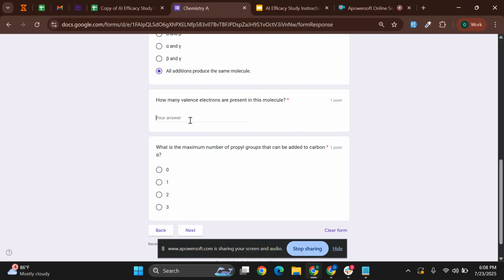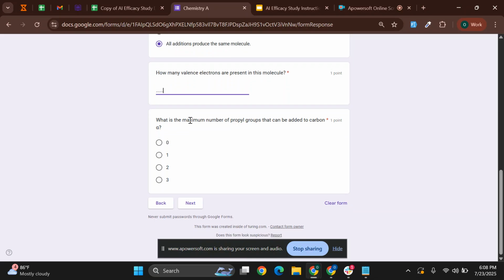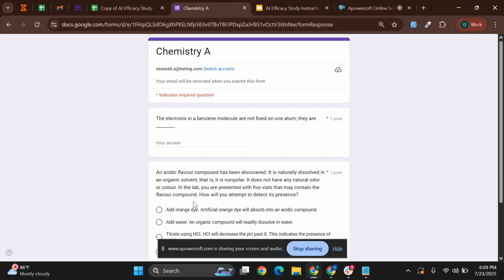How many valence electrons are present in this molecule? I don't know. What is the maximum number of propyl groups that can be added to carbon A? I think zero. The electrons in a benzene molecule are not fixed on one atom. They are dash. I don't know about the theoretical part.